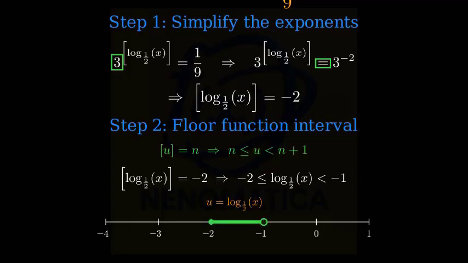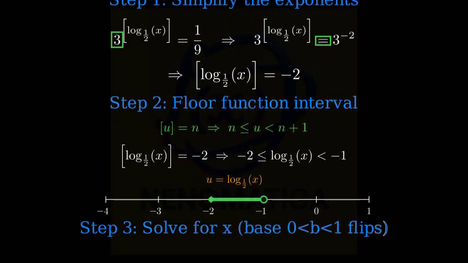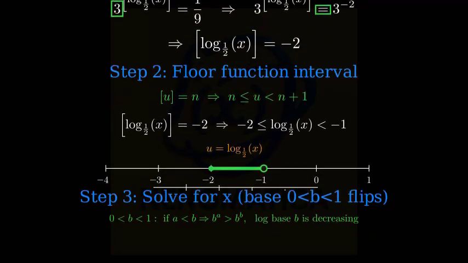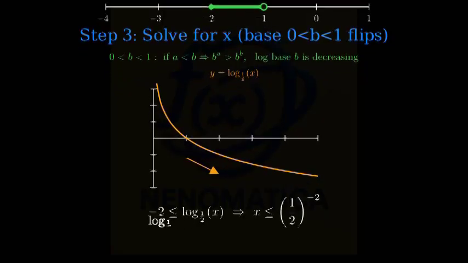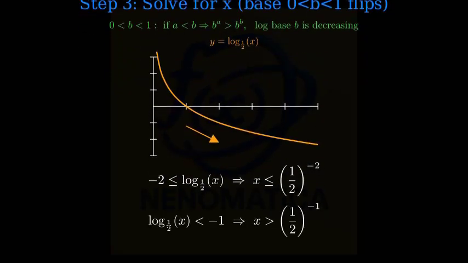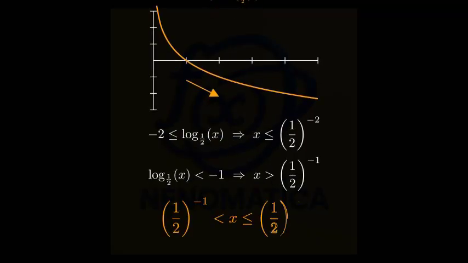Step 3. Solve for x from the logarithmic inequalities. Because the base 1/2 is between 0 and 1, the logarithm function with this base is decreasing, so inequalities flip when we exponentiate. From -2 less than or equal to log base 1/2 of x, we get x less than or equal to 1/2 to the power -2. From log base 1/2 of x less than -1, we get x greater than 1/2 to the power -1. Put together, we have 1/2 to the -1 less than x less than or equal to 1/2 to the -2.